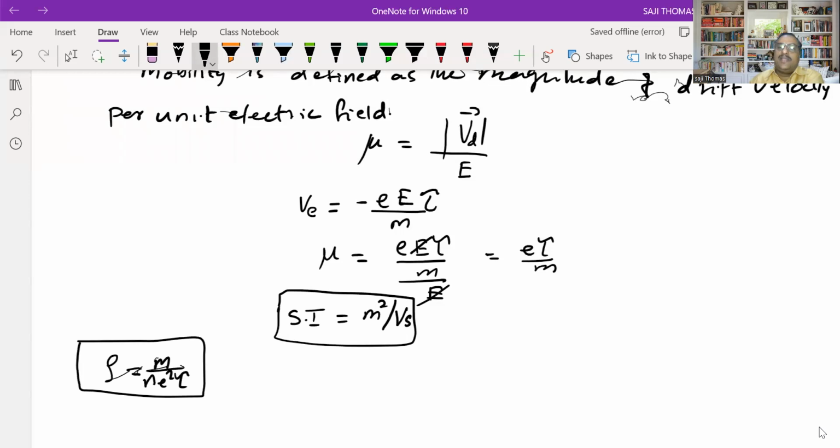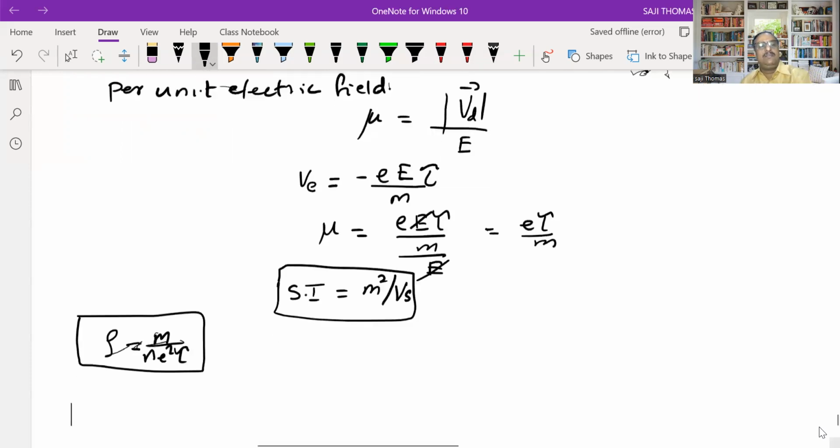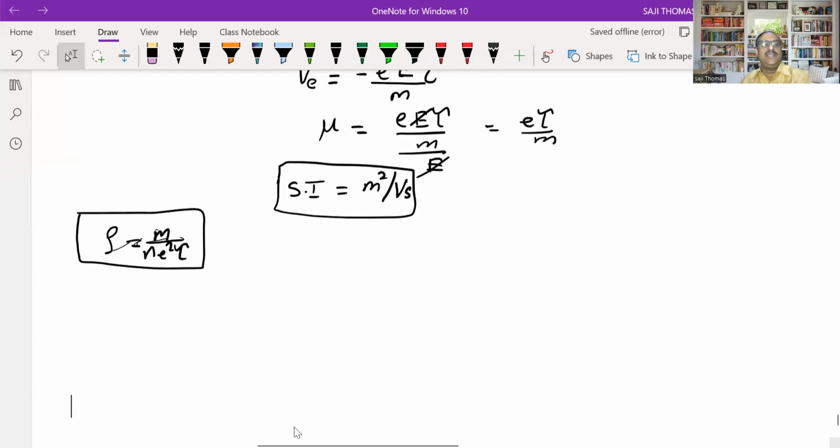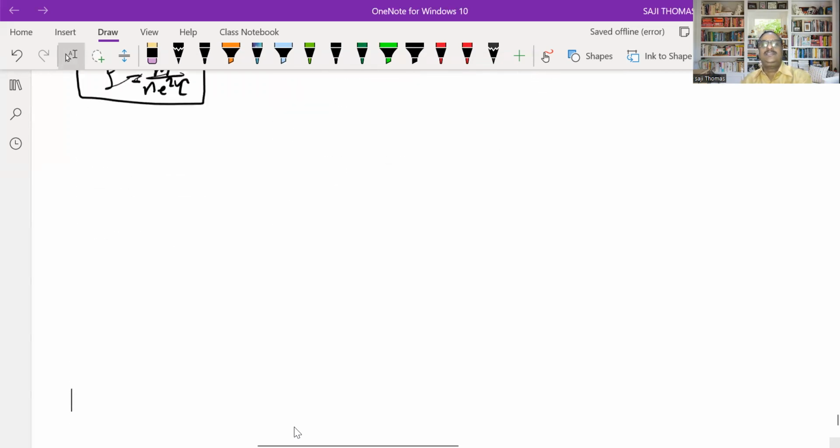Okay, we can explain the temperature dependence of resistivity. Now, the next topic is temperature dependence of resistivity.